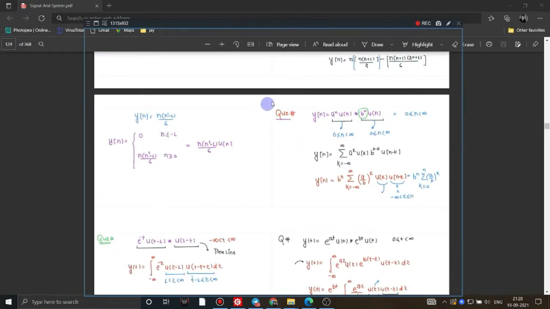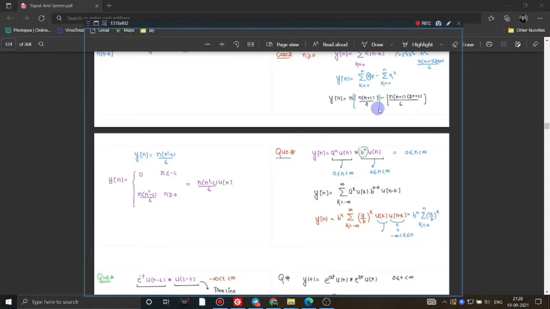So now when you solve this, you will get a result like this. If you write the final answer, you can write: if n is less than or equal to -1, then the result is 0, and if n is greater than or equal to 0, then the result is (n cubed minus n) by 6.